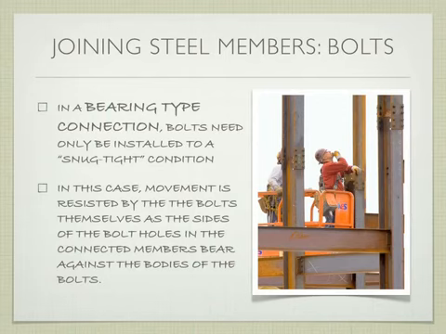The first type that we'll talk about is a bearing-type connection. In a bearing-type connection, the bolts only need to be installed so that they're snug. In this case, movement in this particular example is usually vertical loading, just straight down weight, which is resisted by the bolts themselves, as the sides of the bolt holes bear against each other. So it's one of those things that's so challenging to figure out how to explain.